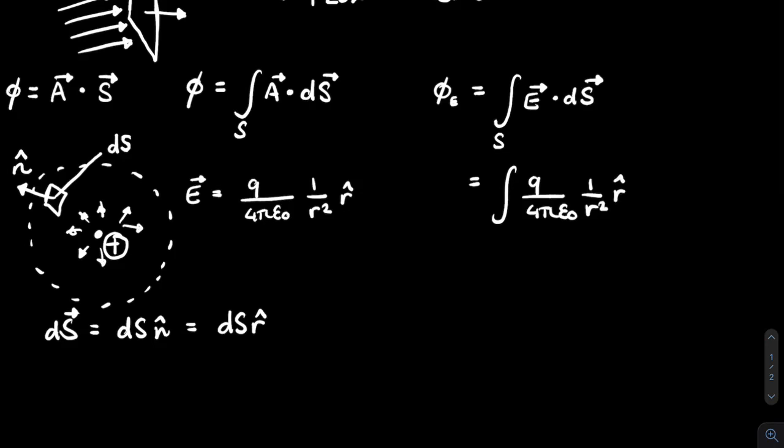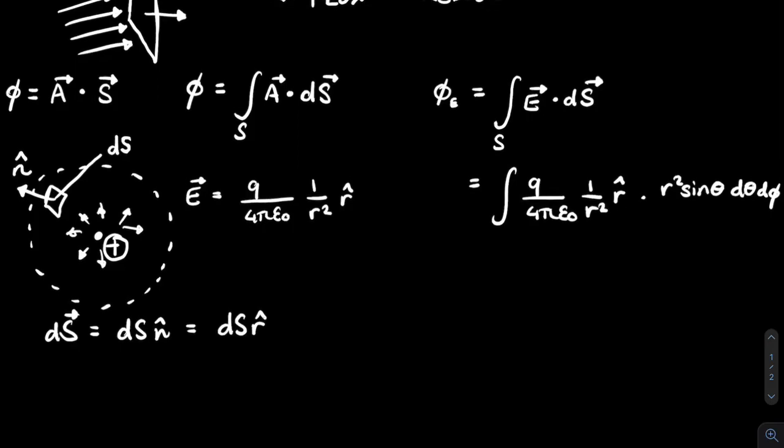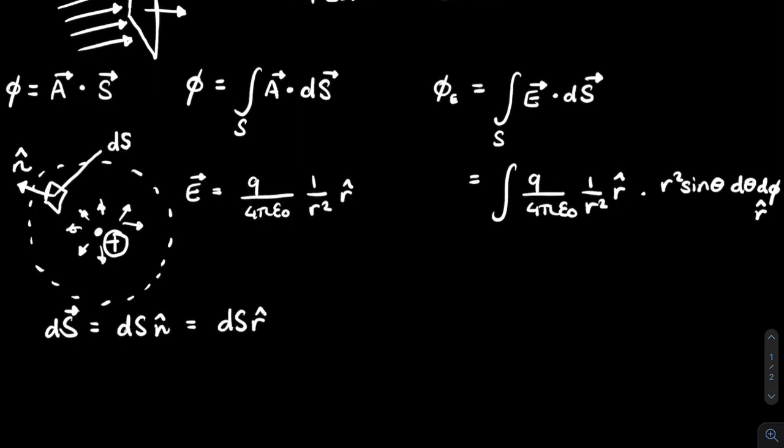But what is dS? I did cover this in a previous video, but dS for a sphere is r squared sine theta d theta d phi. If this looks really weird to you, then I encourage you to go back and watch my video in which I cover this, and hopefully that will make a lot more sense. Basically, I'm taking the surface element for a sphere and simply substituting it in, and I also just forgot the r hat right here.